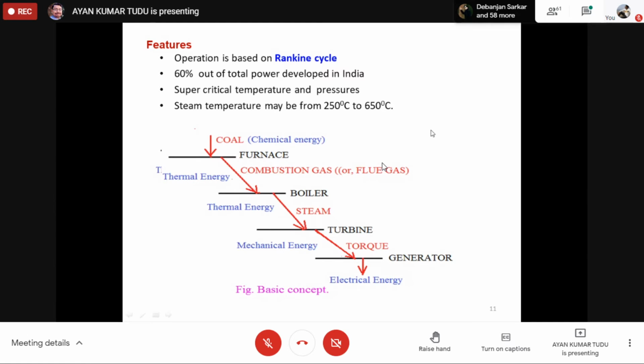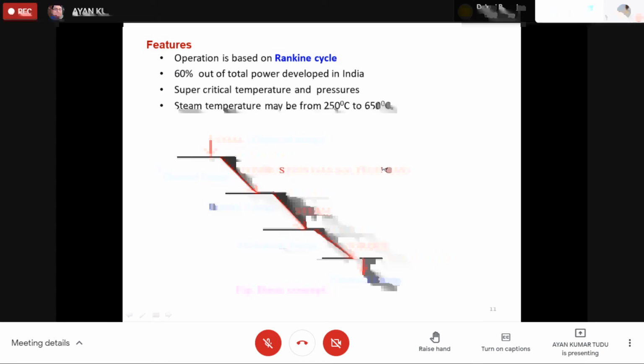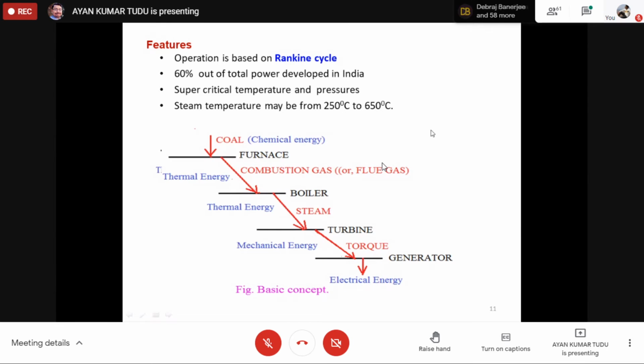Okay, we have steam temperature of very high, as you can see, 250 degrees centigrade to 650 degrees centigrade. So first of all, coal enters the furnace or our boiler, so chemical energy is converted to thermal energy. As you can see, in the furnace, what is happening? Combustion gases are produced. Okay.